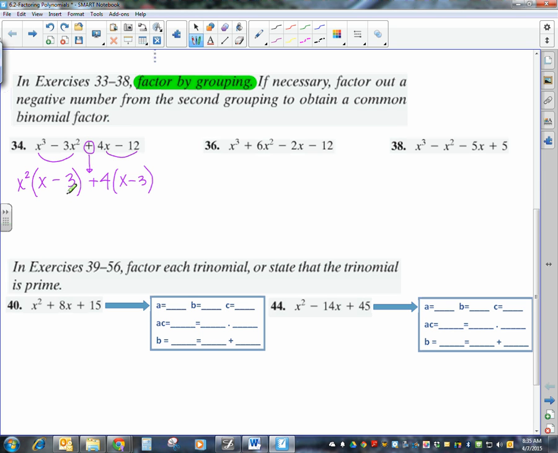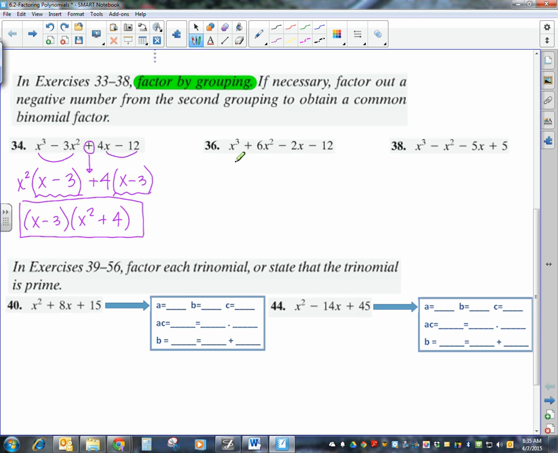Now, these problems are designed to help you practice. These two, or what's inside the parentheses, has to be the same, or this does not work. So, when you're doing it, you can easily check: 4 times x is 4x, 4 times negative 3 is negative 12. But make sure these two are the same, or else you can't go any further. Now that they're the same, this is my common factor. So I take out my common factor of x minus 3, and I'm left with parentheses x squared plus 4. And there we have it.